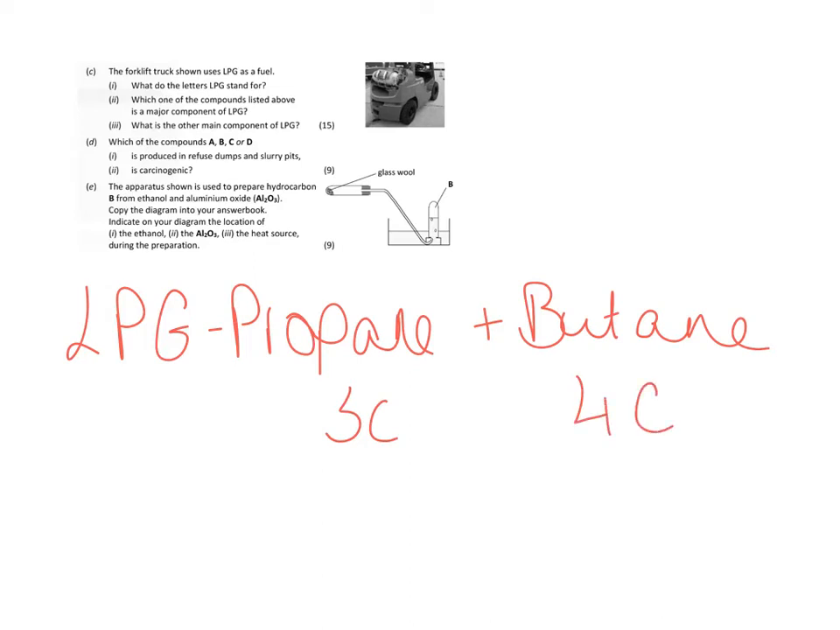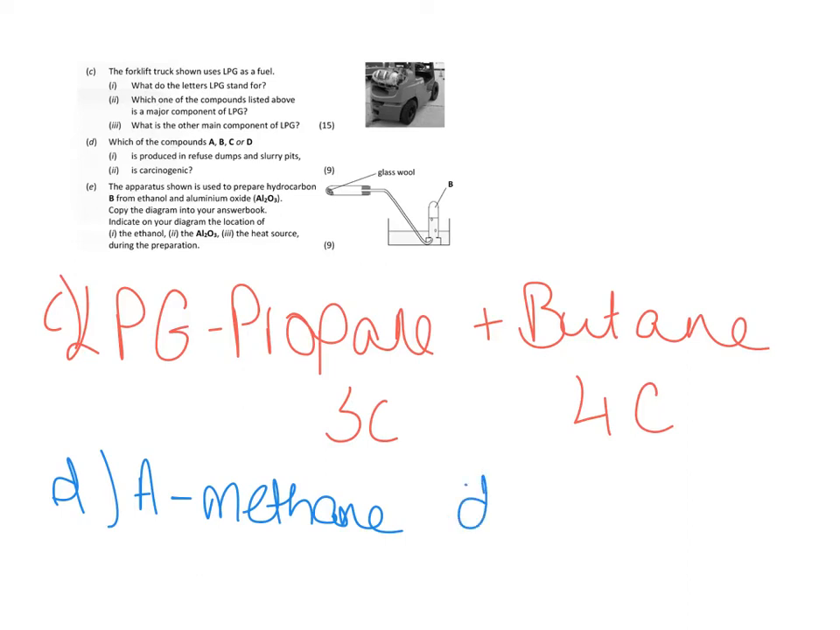Okay, part D is asking you which of the compounds A, B, C, or D is produced in refuse dumps and slurry pits. Okay, so for this, our main gas there would be gas A, which is methane. And methane is produced in your slurry pits and in your refuse dumps. And which one is carcinogenic? Benzene. So compound D is benzene. And it's quite carcinogenic. And remember, all carcinogenic means is that it is cancer causing.